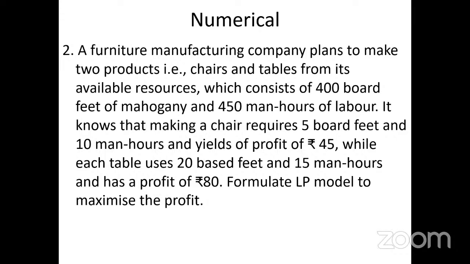Can I tell the objective function? Before the objective, what are the decision variables? Chairs and tables are the decision variables. Very good. And the objective function is z equals 45x1 plus 80x2. Very good. And constraints, I'll tell. Constraints are board feet and man hours working, sir. Very good. Converting into equations, how will it be?